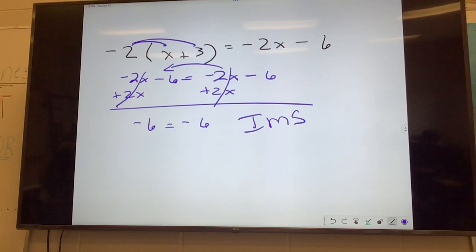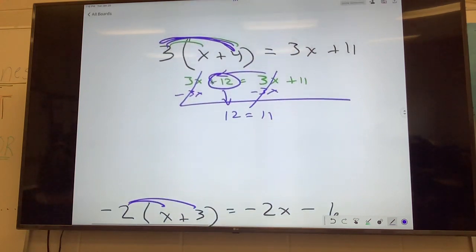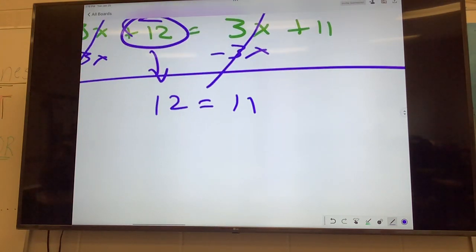I'm afraid you're going to run into some of those tomorrow in my absence. That's why I want to make sure you understand that. IMS, one side actually does equal the other when you're done. You lose your variables. You're just left with numbers, but it's a true statement. It's infinitely many solutions. If you lose your variables and your statement makes no sense, 12 does not equal 11, that's no solution.